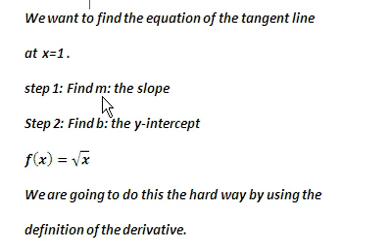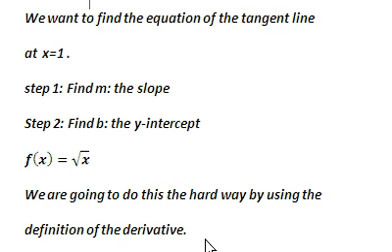Alright, step 1. We want to find m, and m is the slope, usually denoted in earlier courses as m. And then step 2, we're going to find b, and b is the y-intercept. So here's our function, f of x, which is equal to the square root of x. So we want to find m, and we're going to do that by first finding the derivative of the function.